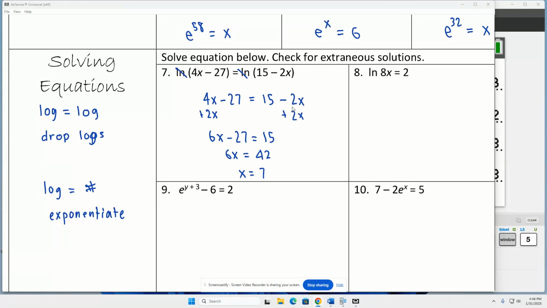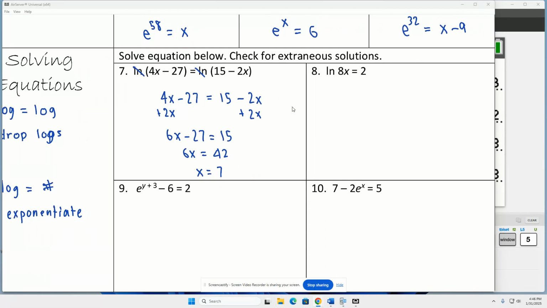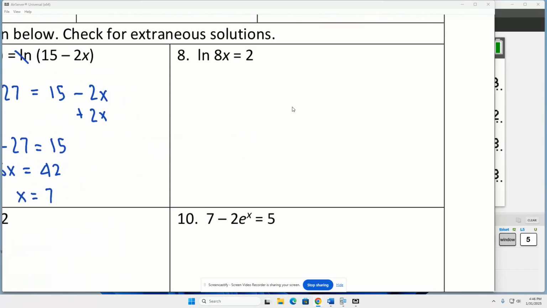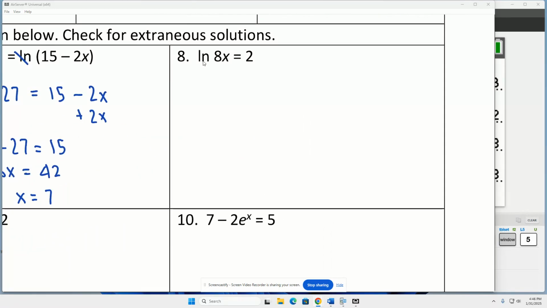See? Same thing, y'all. Same thing. So those are very simple. Now let's look at number 8. Is this a log? Yes, natural log. Is it log equals a number? Yes. Are the base and its argument isolated? Yes. Then we're ready to write it as an exponent.